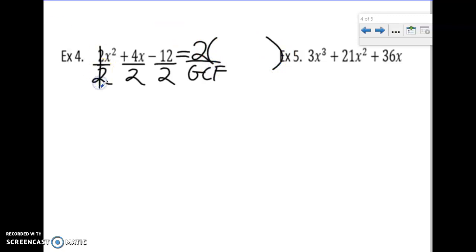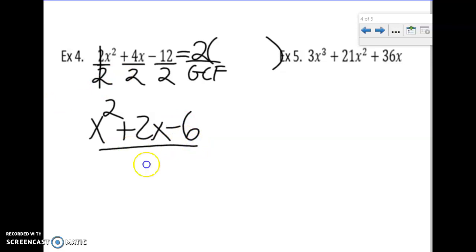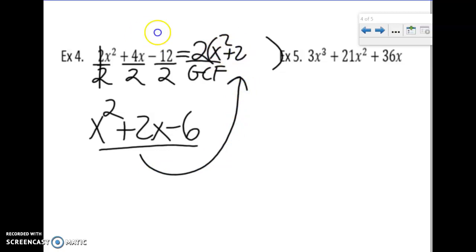2 divided by 2 makes a 1. How about just x squared? 4x divided by 2, how about just 2x? And 12 divided by 2, good old -6. This is not the answer. We need to write something that's equal to what we started with, so we have to put it next to the 2, so it's x squared plus 2x minus 6. All right, and there you have it. Had to be in all 3 terms.